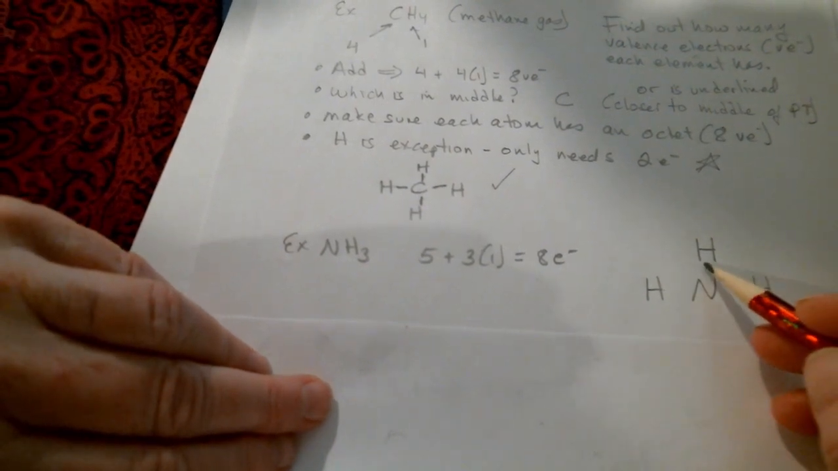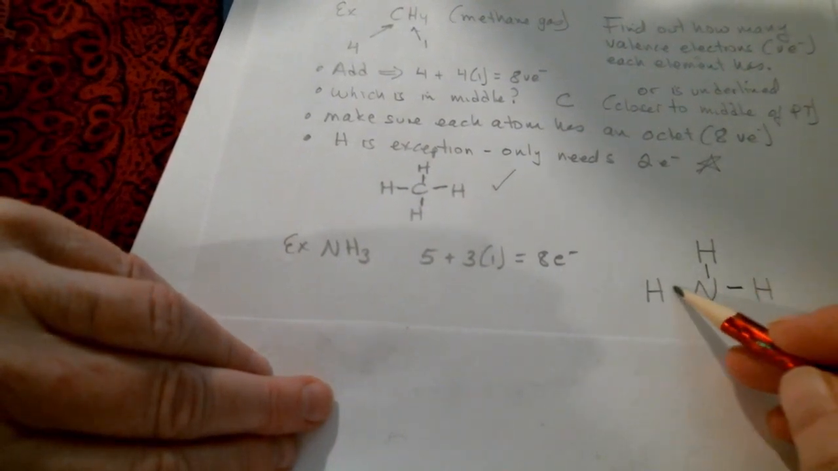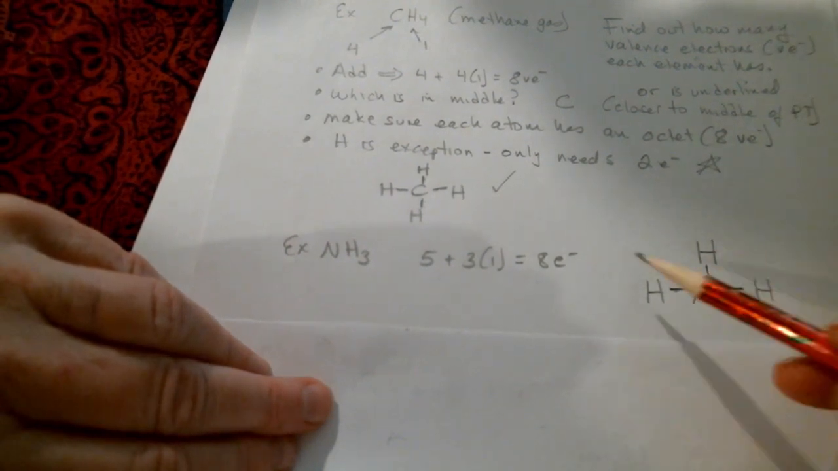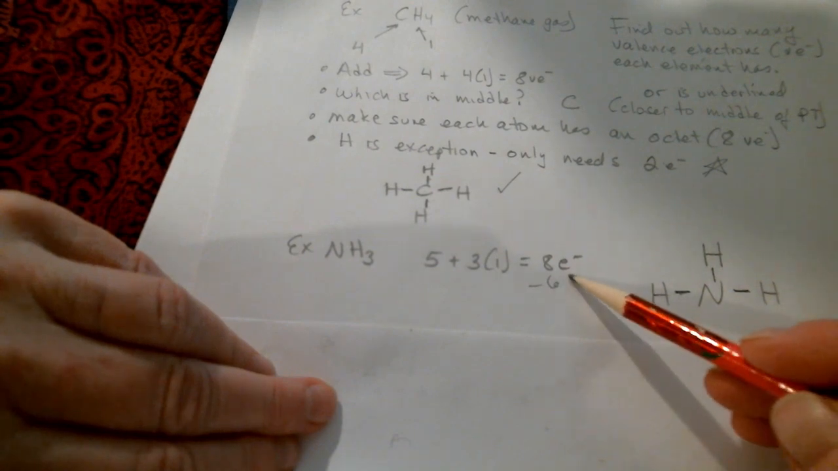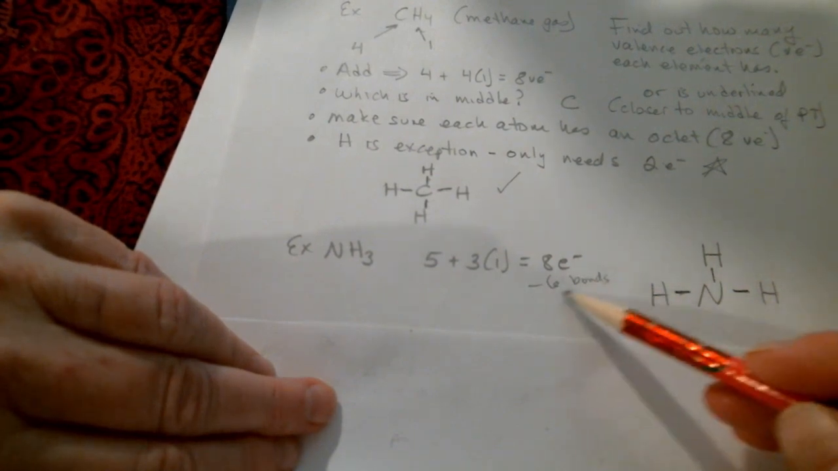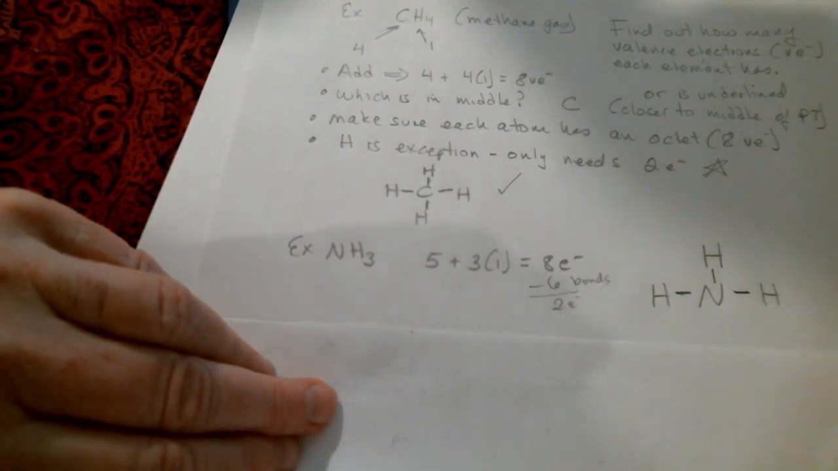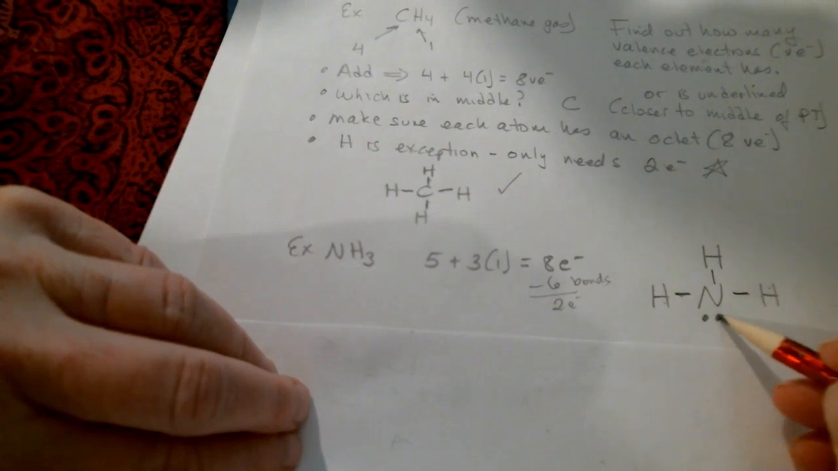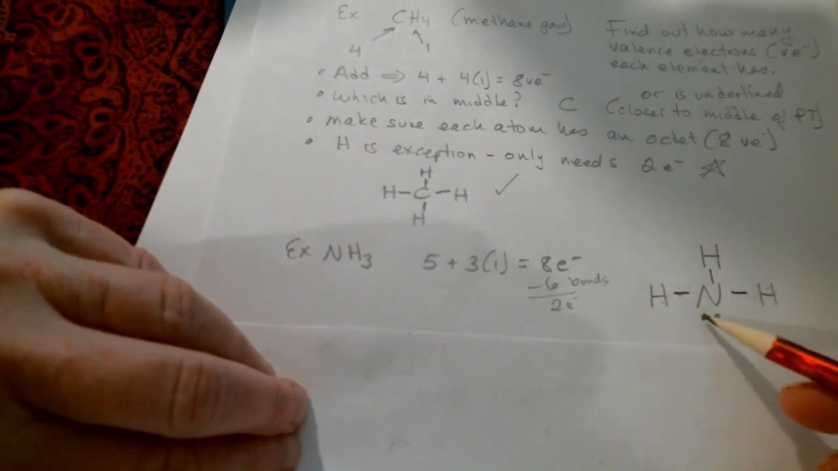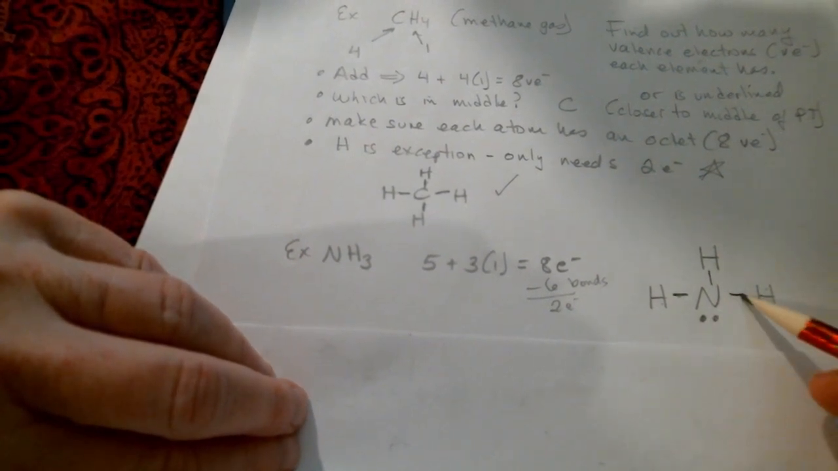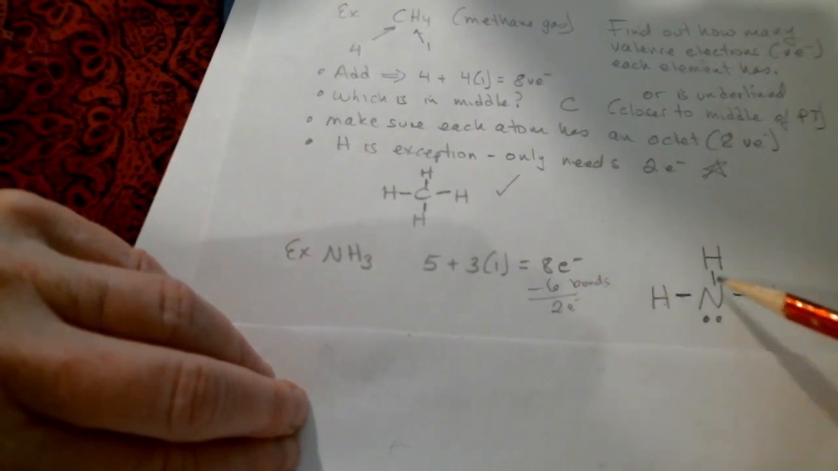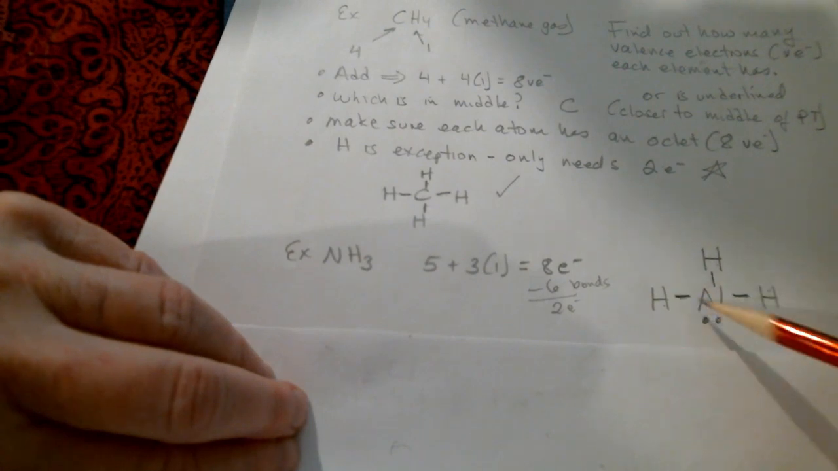Okay, I need to connect these. And now let's see how many valence electrons I have used up. 2, 4, 6. Okay, so I take away 6 from the bonds, and that leaves me 2 electrons. So where does it go? It cannot go on the hydrogens because hydrogen already has 2 around it. So I'm going to stick these 2 electrons right here. I'm not going to put a dash because remember, the dash is for bonded atoms, this is for non-bonded. Okay, so I have 8 electrons accounted for, 2, 4, 6, 8.